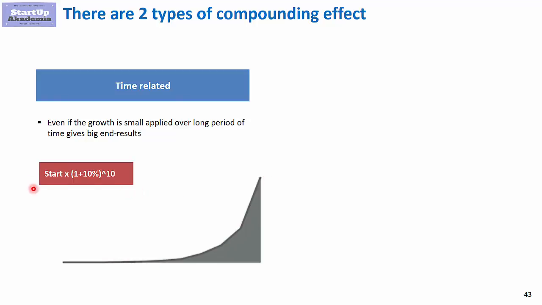So let's assume that you have some sort of start and then you have a growth of 10% over 10 periods. So the periods here could be weeks or months. So after 10 periods, you would get more than 2.5 of the starting position. So it might be base of users, it might be your revenues, it might be your profit.